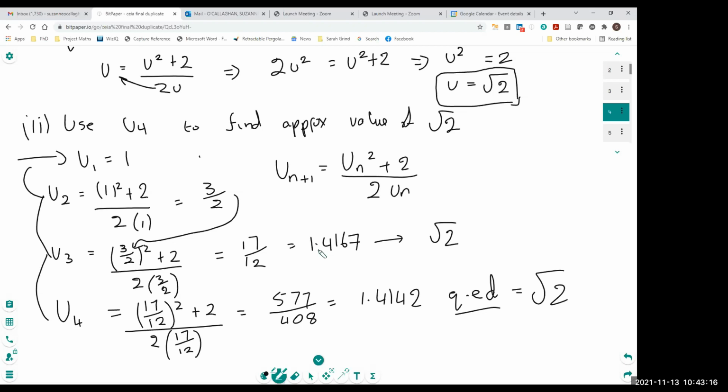So they instructed us to use U4 to find the approximate value of the square root of 2. The only value that we knew was U1, but that helped us to solve for U2. Then having the value of U2 helped us to solve for U3, and having the value of U3 helped us to solve for U4. And by evaluating U4, we got an approximate value for the square root of 2. Because we did find that all the U's are equal to the square root of 2. That helped us to find the approximate value.